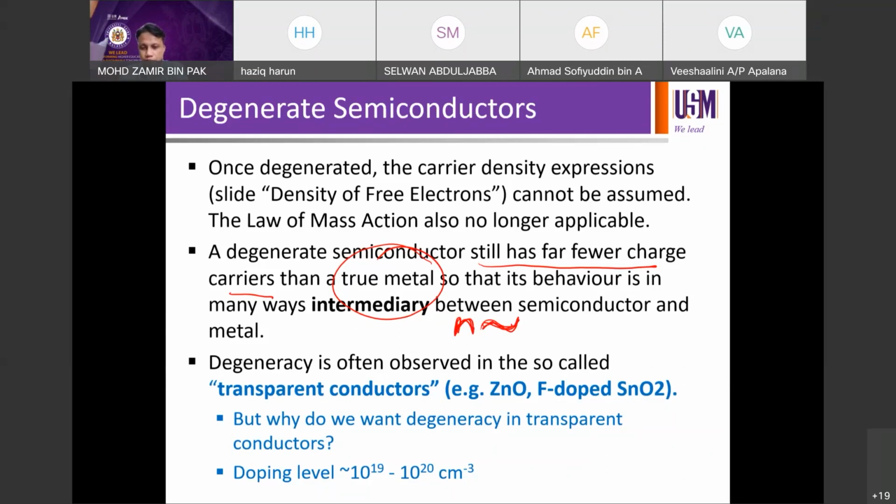Anyone? Try searching and share in the chat box, or you can unmute yourself. Anyone has found any values? Azik, any value for the N in a metal?